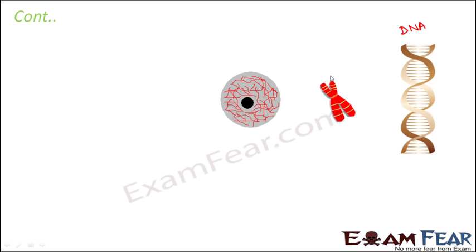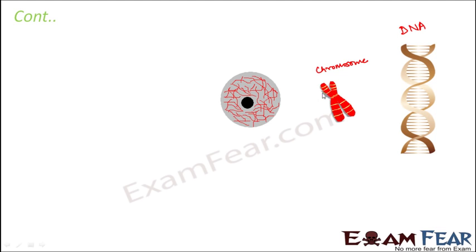And where is the gene located? It is located in the chromosome. So here you can see this entire structure is the chromosome. And where is the gene? The yellow colored strands which you see here, they are the gene. So when you magnify them, you can actually see DNA arranged in this fashion.